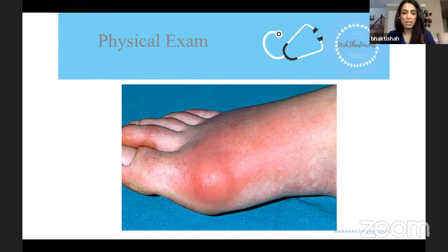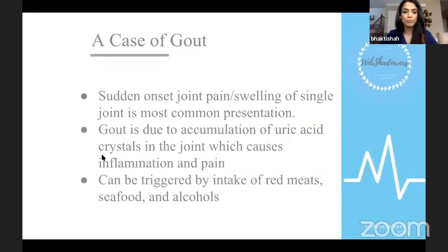The rest of the exam was really fine. He had no other joint pain, no other joint swelling. It was this isolated joint that was enlarged. This is a very classic case of gout, you guys. This is sudden onset joint pain and swelling in a single joint. This is the most common presentation. You could have multiple joints that get swollen and painful as well.